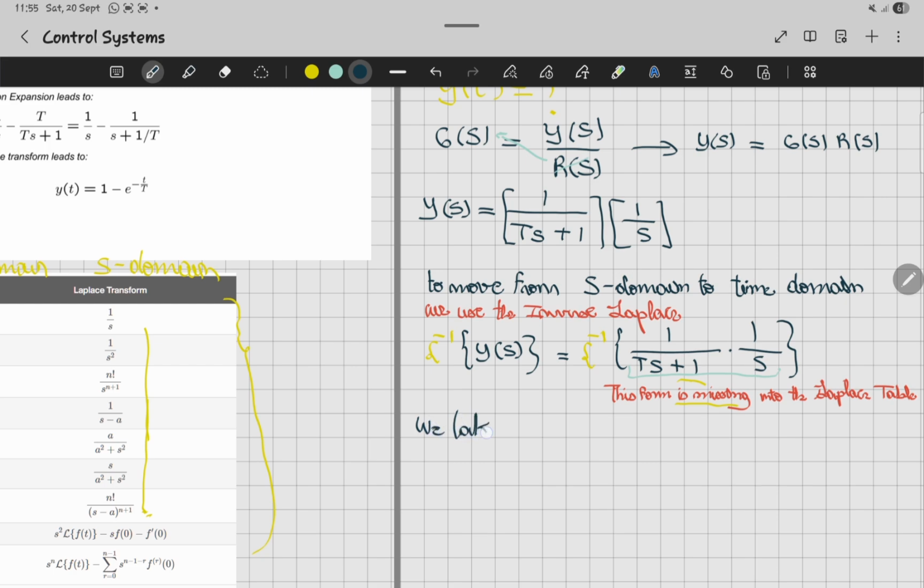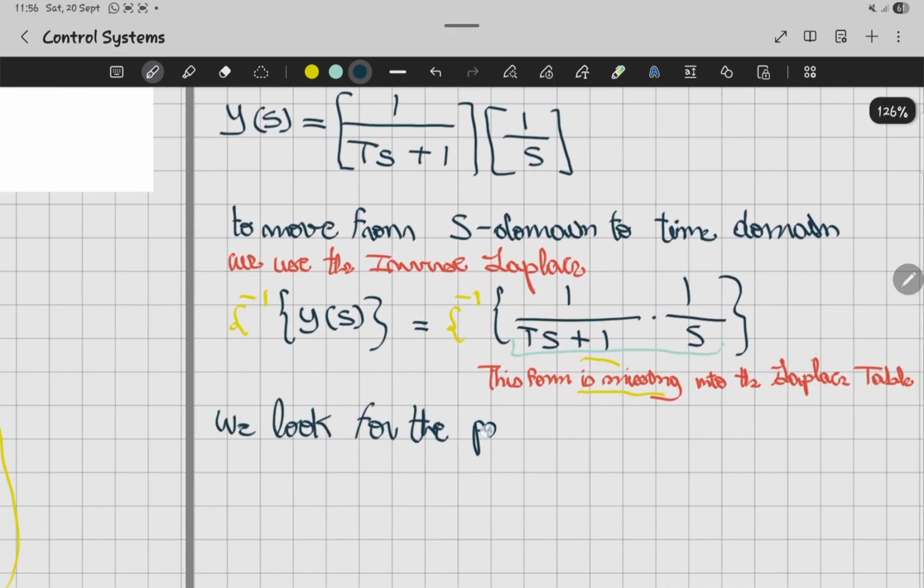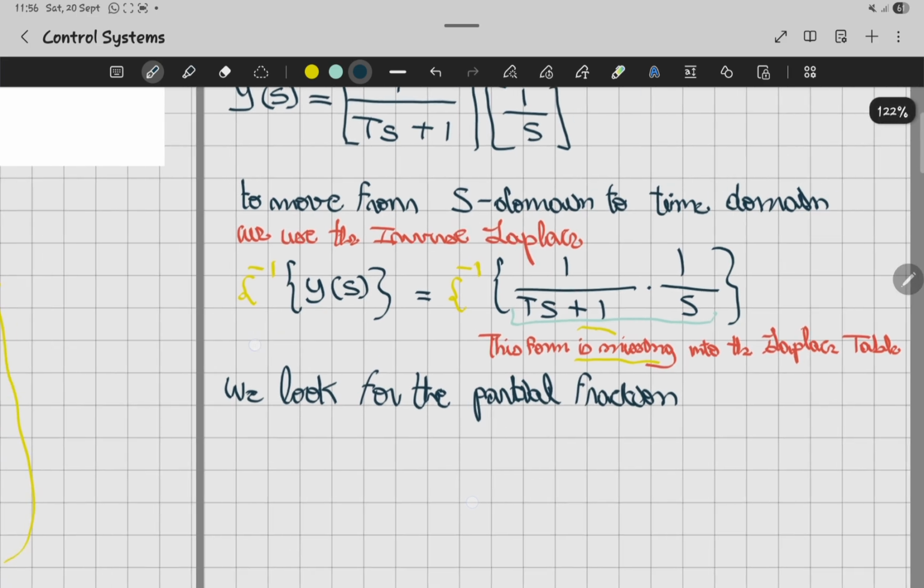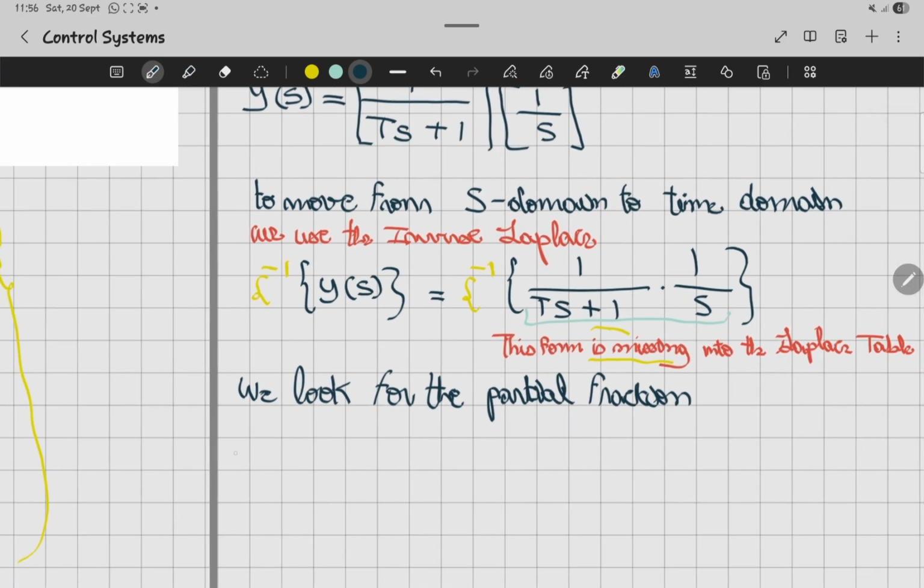So since this form is missing, that's why we look for the partial fraction. And we're going to solve for the partial fraction of this equation. So we know this is what we originally had.